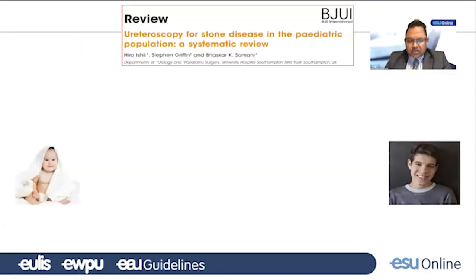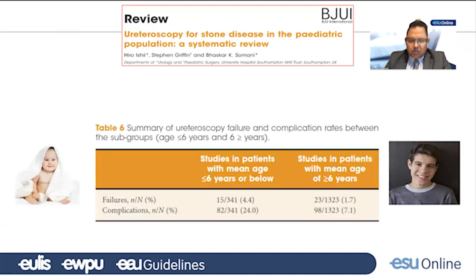Now, not all pediatric patients are the same. You can have a very young toddler to a teenager. In this paper, we looked at the complication and failure rates. And as you can see, the failure rates are almost 4 times higher in patients under 6 years of age, and complication rates are also at least 3 or 4 times higher in those younger than 6 years. So you must be very careful with under 6 or very young patients, who might need higher rates of preoperative stenting, and you must be watchful of the complications.